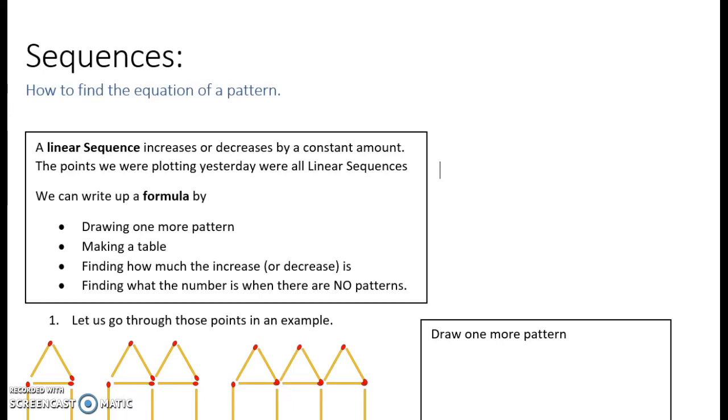Secondly, we're going to make a table. That will just give some values for each thing that we're looking at, and then we're going to be able to use that table to see how much my number of matches is going up by or decreasing by as I go along. And the last thing we'd need to do is find out what the number would be if there were no patterns. Surprisingly, that's not always just going to be 0. So we'll just have a little think about that.